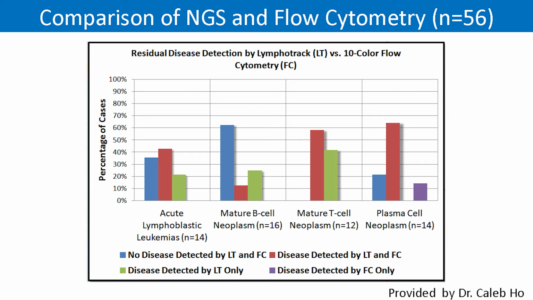So what about something that we already have for minimal residual disease assessment, and that is flow cytometry. In here we have 56 samples.